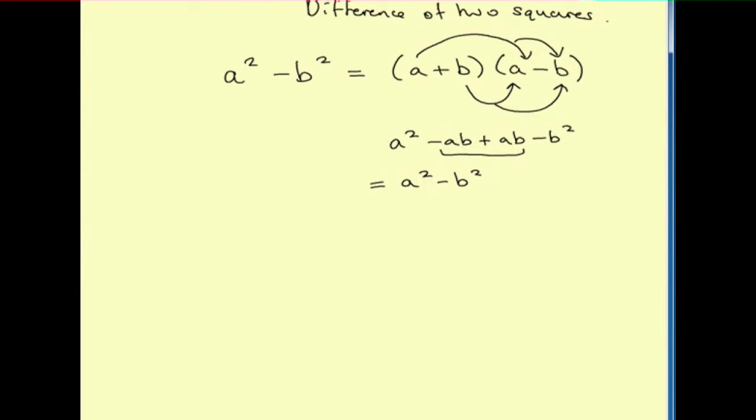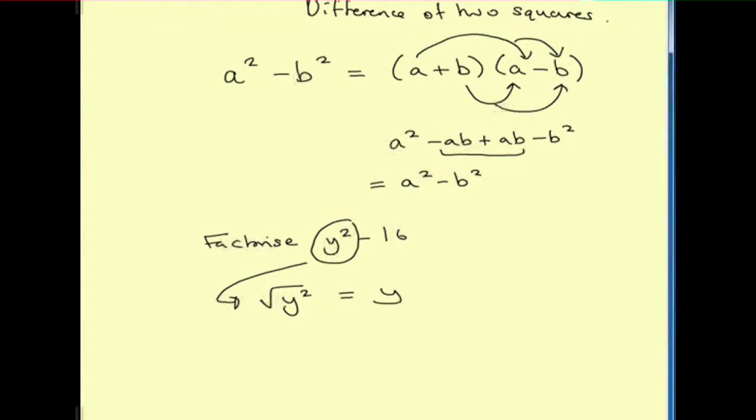So let's do a few more examples involving the difference of two squares. Okay, so you may see questions like factorise y squared minus 16. How would we do this? Well, it's simple really. Just take each term and square root it. So we take the y squared, we square root that, and that makes y. And we take the 16, just ignore the takeaway there, and we square root that as well to get 4.